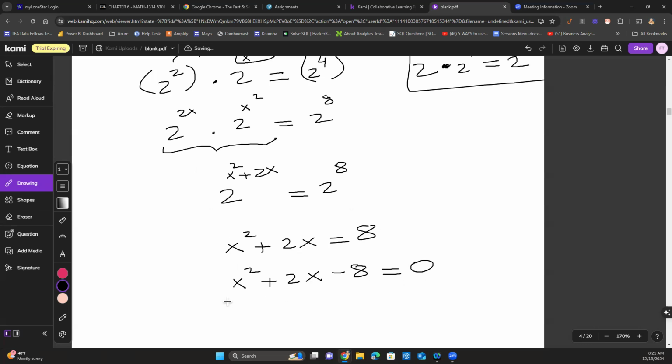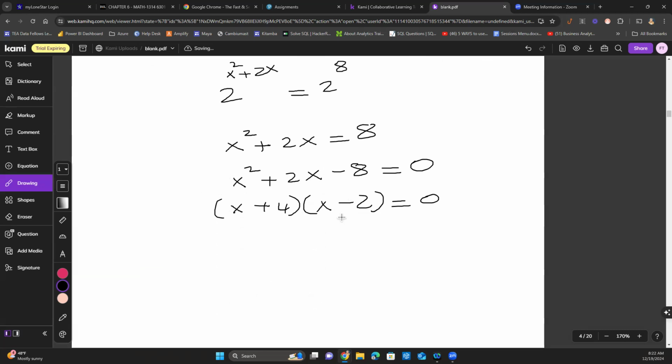Now, if I work on the factoring, factors I need is x plus 4 and x minus 2. Again, how did I get these two numbers? When I multiply positive 4 and negative 2, the product is negative 8. And when I add these two numbers, their sum is 2. This is how we factor trinomials when there is no coefficient in front of the x squared.